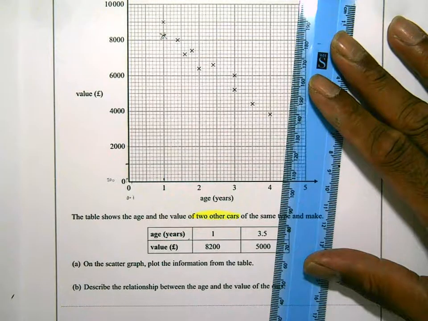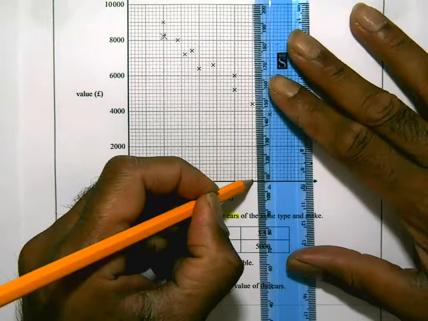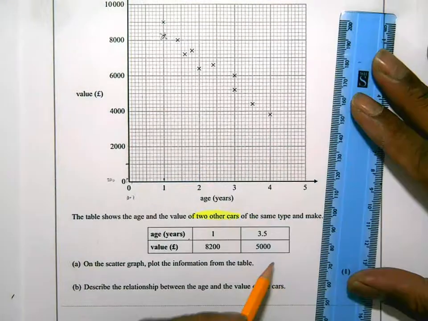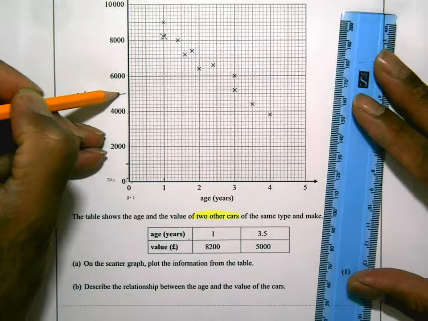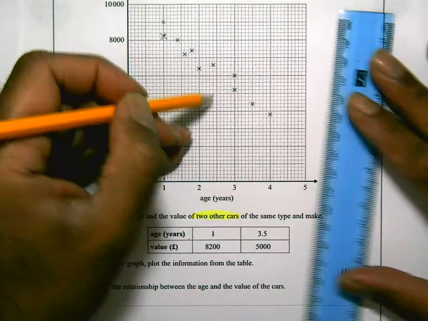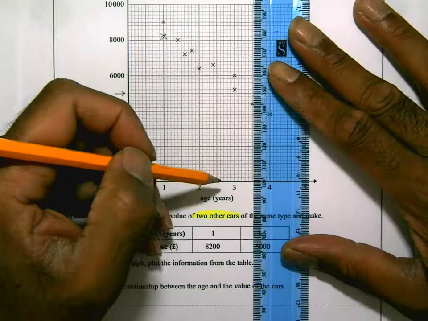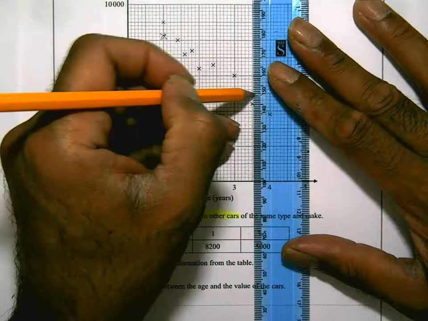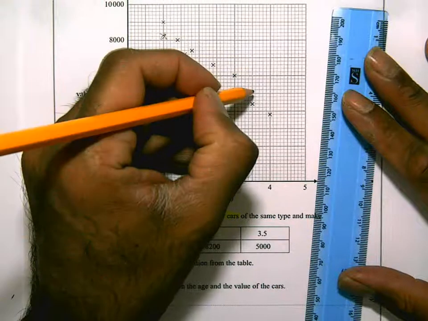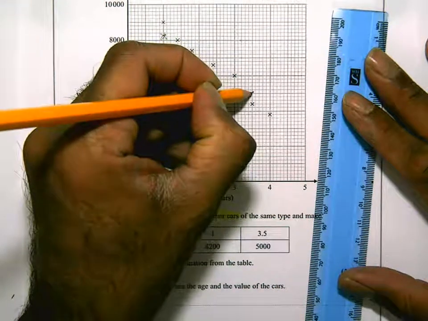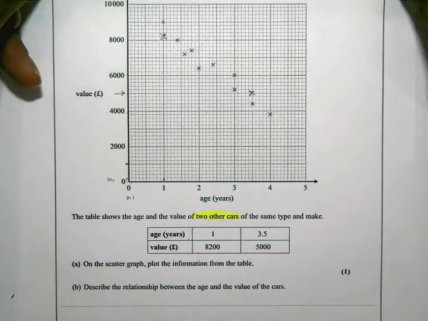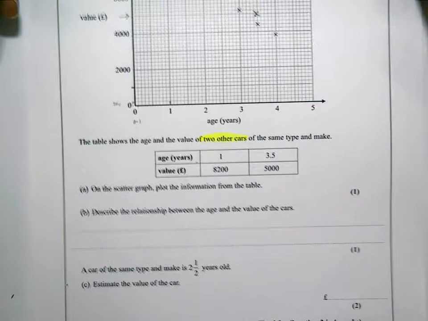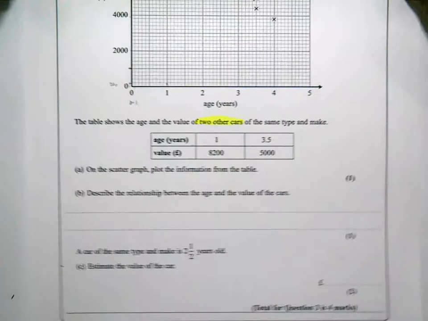Then the next point is 3.5, and I need to go up to 5,000. This is a bit easier because that's 4,000, that's 6,000. 5,000 is halfway between those. I'm going to go across, and it's 3.5 to 5,000, and there's my point. Put a clear and neat cross, and there are your 2 points. Make sure you do that. A lot of people forget to plot the points and they lose an easy mark there, and that's not good, especially if at the end of the exam you're 1 mark away.